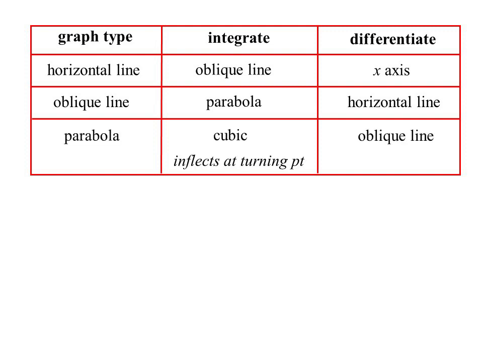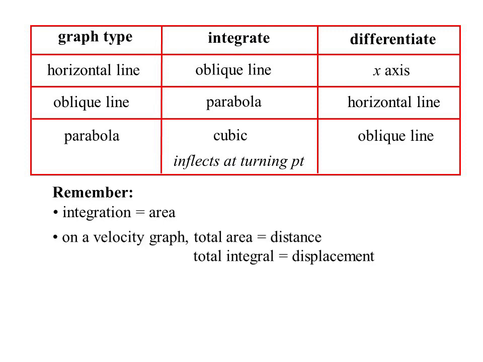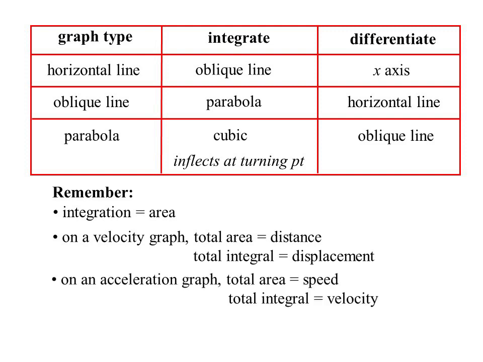And if you have a parabola, then when you integrate, you should see a cubic. That cubic will end up inflecting at the turning point, because you could have a stationary point at the turning point, therefore you would have an inflection point. And it will be an oblique line when you differentiate. So, key things to remember here when we're talking about these graphs. Integration is area, we know that. On a velocity graph, area would be distance, the integral would be displacement. On an acceleration graph, area is speed, integral is velocity.